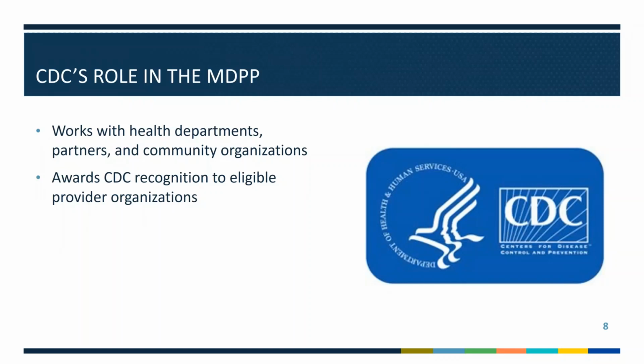CDC works with health departments, their partners, and community organizations to increase access to and enrollment in the MDPP. Partners may include national and community organizations, employers, public and private insurers, healthcare professionals, university community education programs, and businesses that focus on wellness. To aid in targeting eligible beneficiaries, CDC estimated the number of MDPP eligible Part B beneficiaries at the county level using urban and rural classifications. Eligible MDPP suppliers can achieve CDC recognition and CMS approval to be an MDPP supplier and offer the in-person National DPP Lifestyle Change Program.